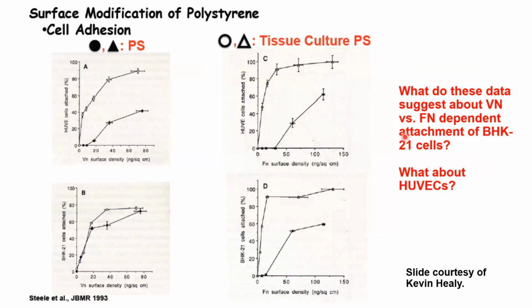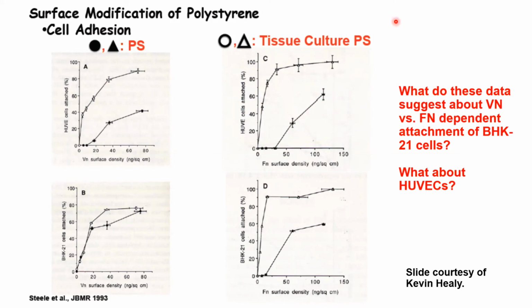Now, if we look then at cell behavior, we're going to use the I-125 radioactively labeled protein to give us an idea of the total amount of protein on the surface, and then normalizing for differential adsorption, we're going to compare cell adhesion on vitronectin that's either adsorbed to regular polystyrene or tissue culture polystyrene. And with a couple of different cell types, we can see differences in these curves.